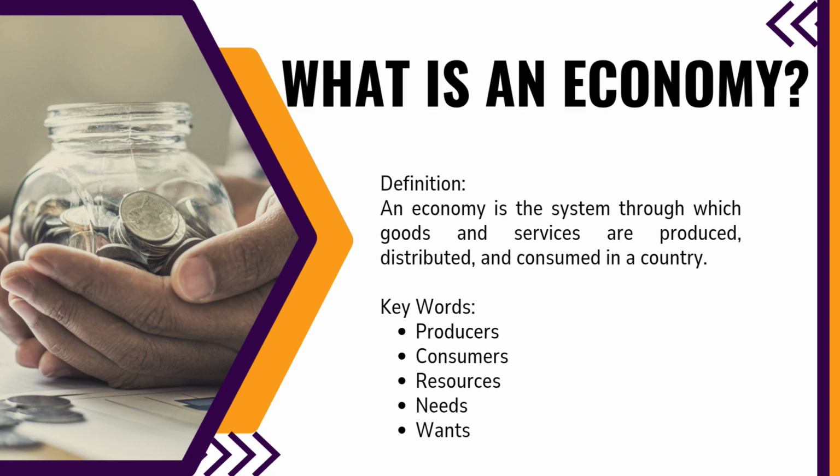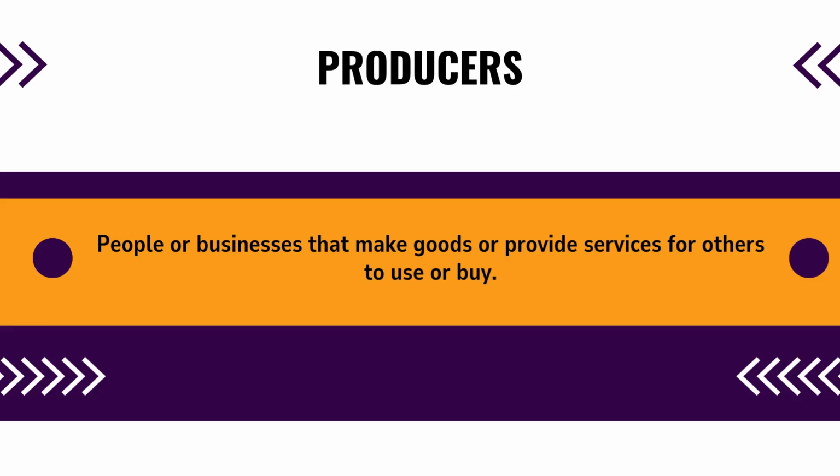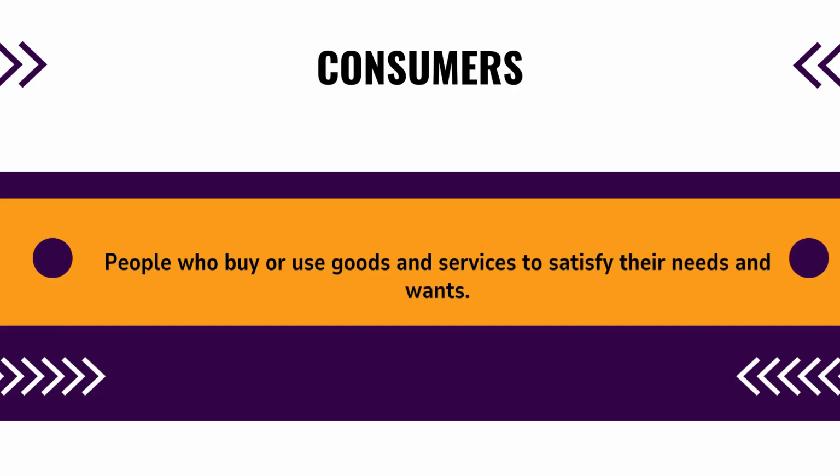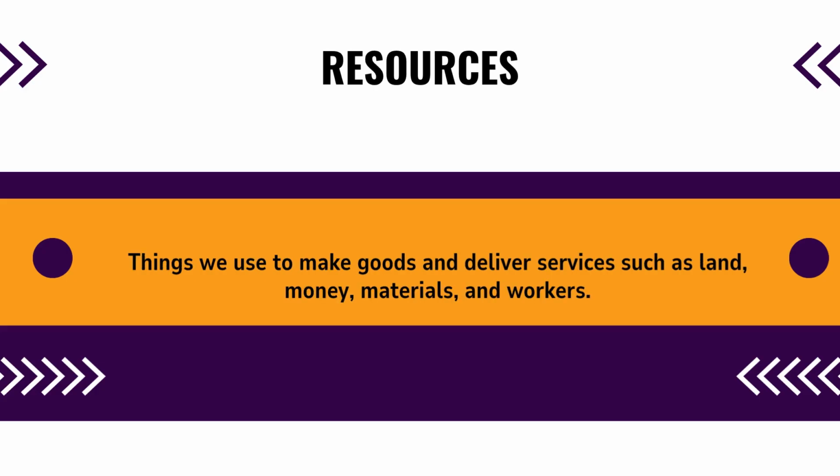Key terms you need to know are the following: producers, consumers, resources, needs, and wants. Producers are people or businesses that make goods or provide services for others to use or buy. An example of this would be a farmer who grows vegetables or a bakery that sells bread. Consumers are people who buy or use goods and services to satisfy their needs and wants. For example, you are a consumer when you buy clothes or data for your phone.